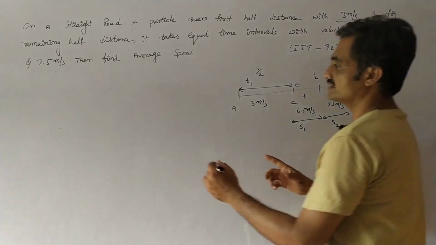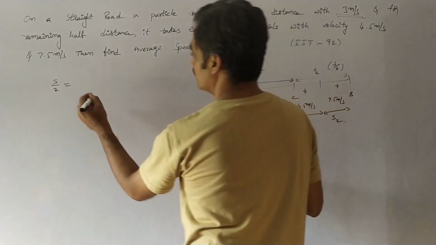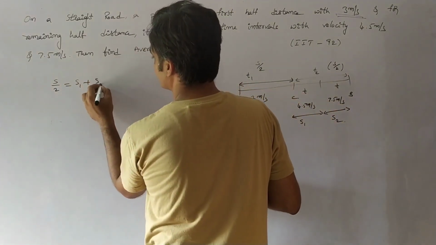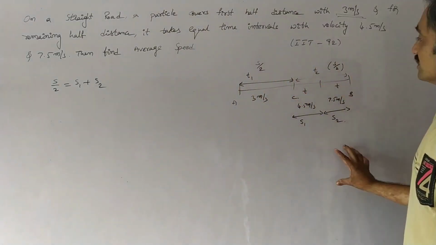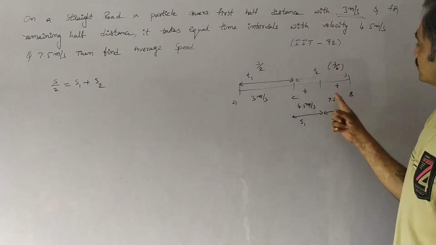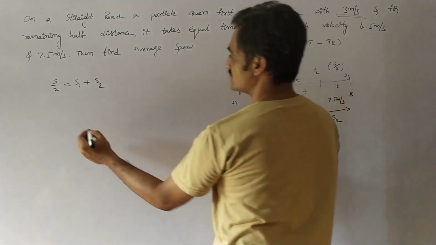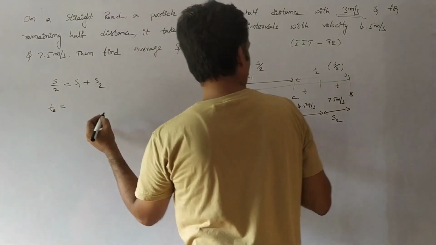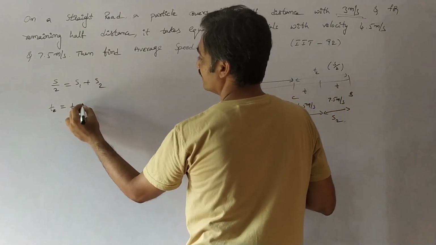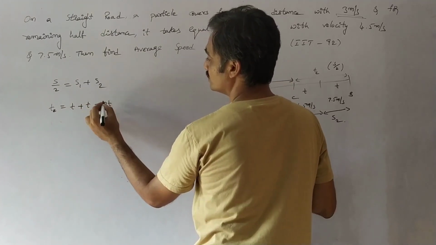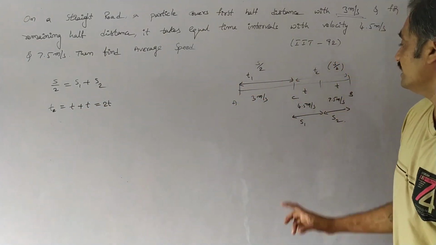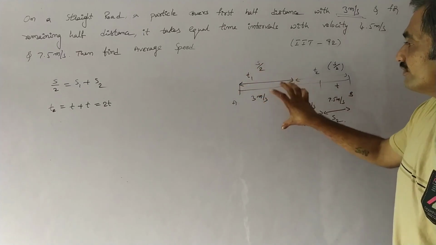So I am going to write this. Observe S by 2 equals s1 plus s2. And we observe that the total time t2 equals t plus t, which is nothing but 2t. Now let us consider the first half.